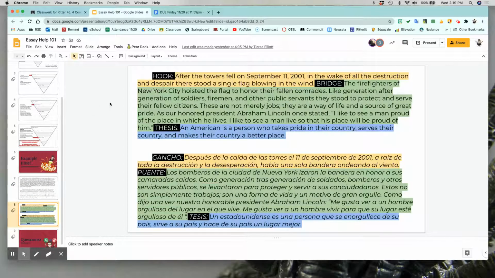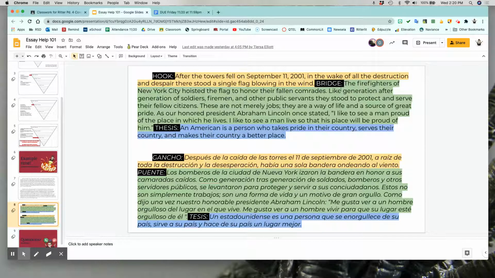So if you look at this copy, I've highlighted and named the hook, the bridge, and the thesis. So the hook is just that first sentence. After the towers fell on September 11th, 2001, in the wake of all the destruction and despair, there stood a single flag blowing in the wind. So this hook is actually something different than the couple of options I gave you. This person is choosing to focus on a particular image. So he's giving us a mental picture of September 11th.